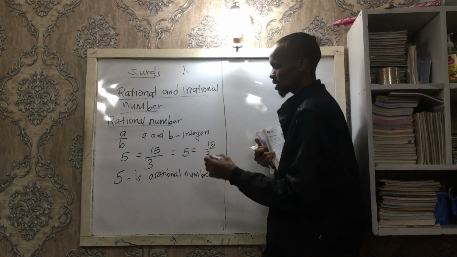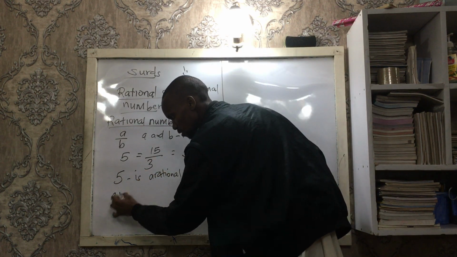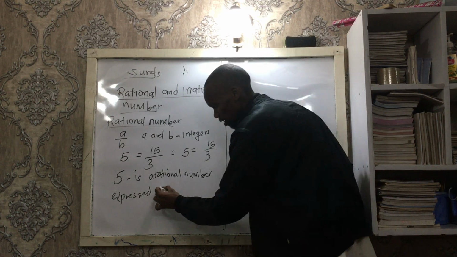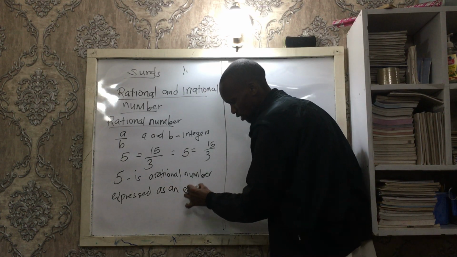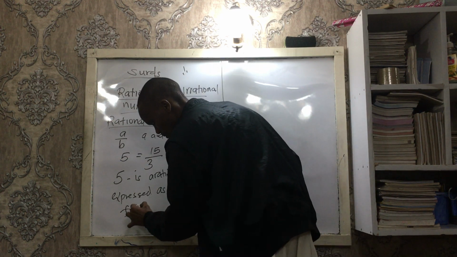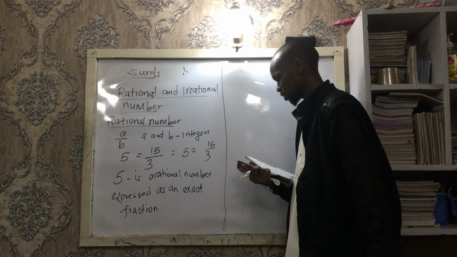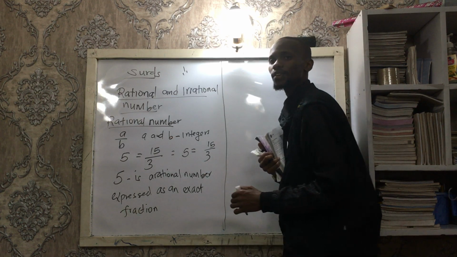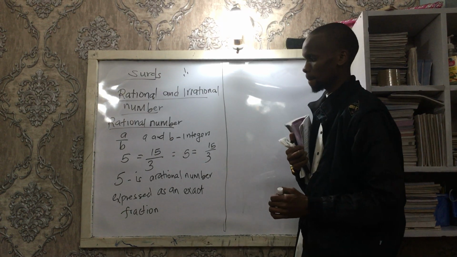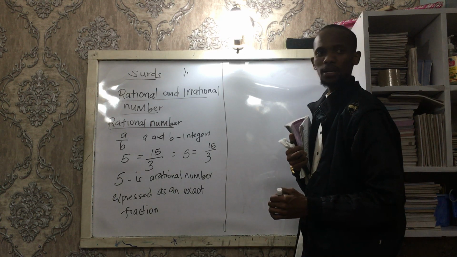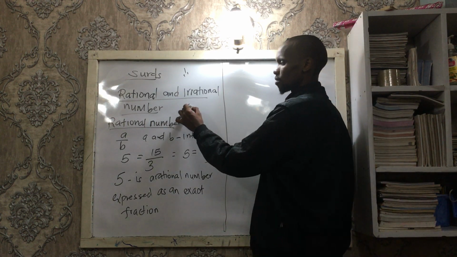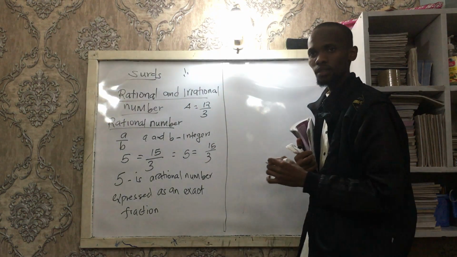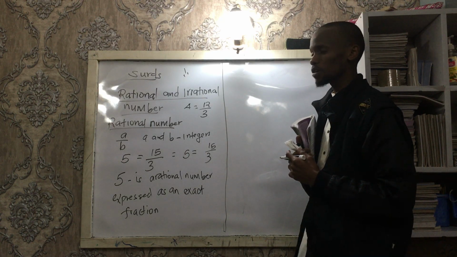So a rational number is a number that can be expressed as an exact fraction, in the form a over b, where a and b are integers. Is 4 a rational number? Yes. Let me take 4. I can also represent it as 12 over 3. So 4 is a rational number. I hope you have understood rational.